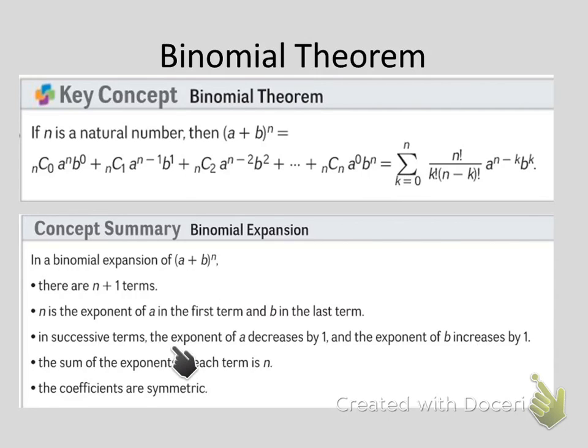This one's important. In successive terms, the exponent of a decreases by 1, and the exponent of b increases by 1. Pay attention to what a and b are. a is first, b is second, right? So look at the one you had. That's x and y. So in your example, in successive terms, the exponent of x decreased by 1, right? We went from 6 to 5 to 4 to 3 to 2 to 1 to 0. And then y increased by 1, from 0 to 1 to 2 to 3 to 4 to 5 to 6. Make sense?